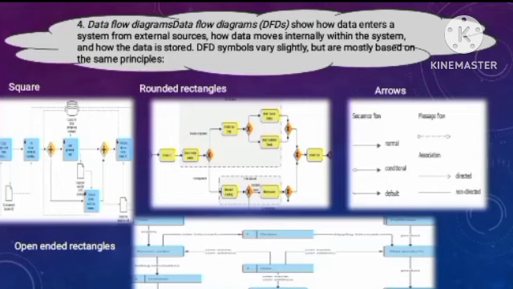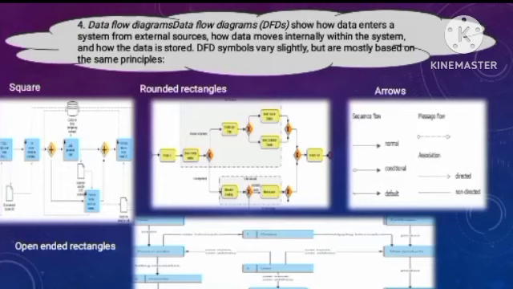The next one, we have the data flow diagrams. The data flow diagrams, or DFDs, show how data enters a system from external sources, how data moves internally within the system, and how the data is stored. DFD symbols vary slightly but are mostly based on the same principles. So we have here the square. These show external entities which are either the source of data or the destination.